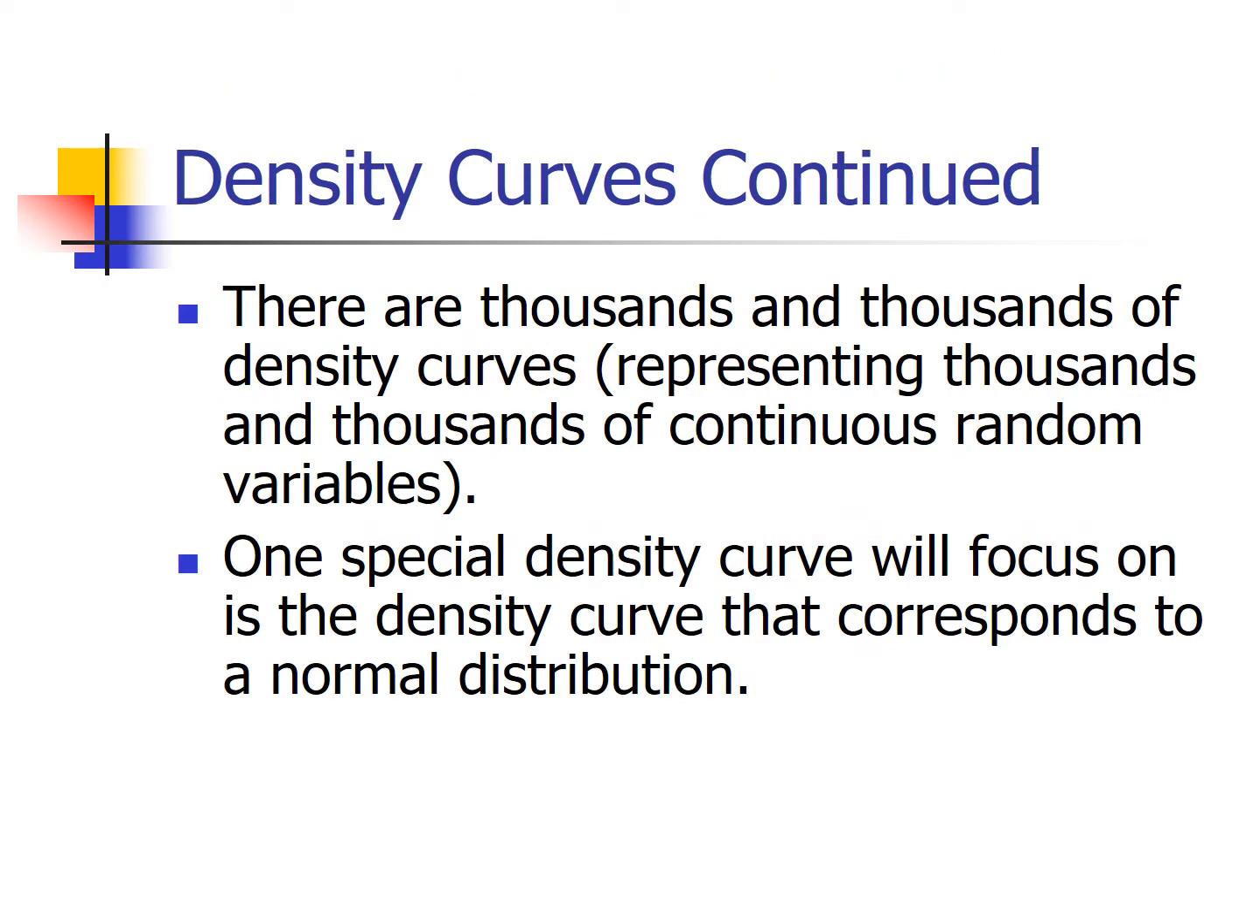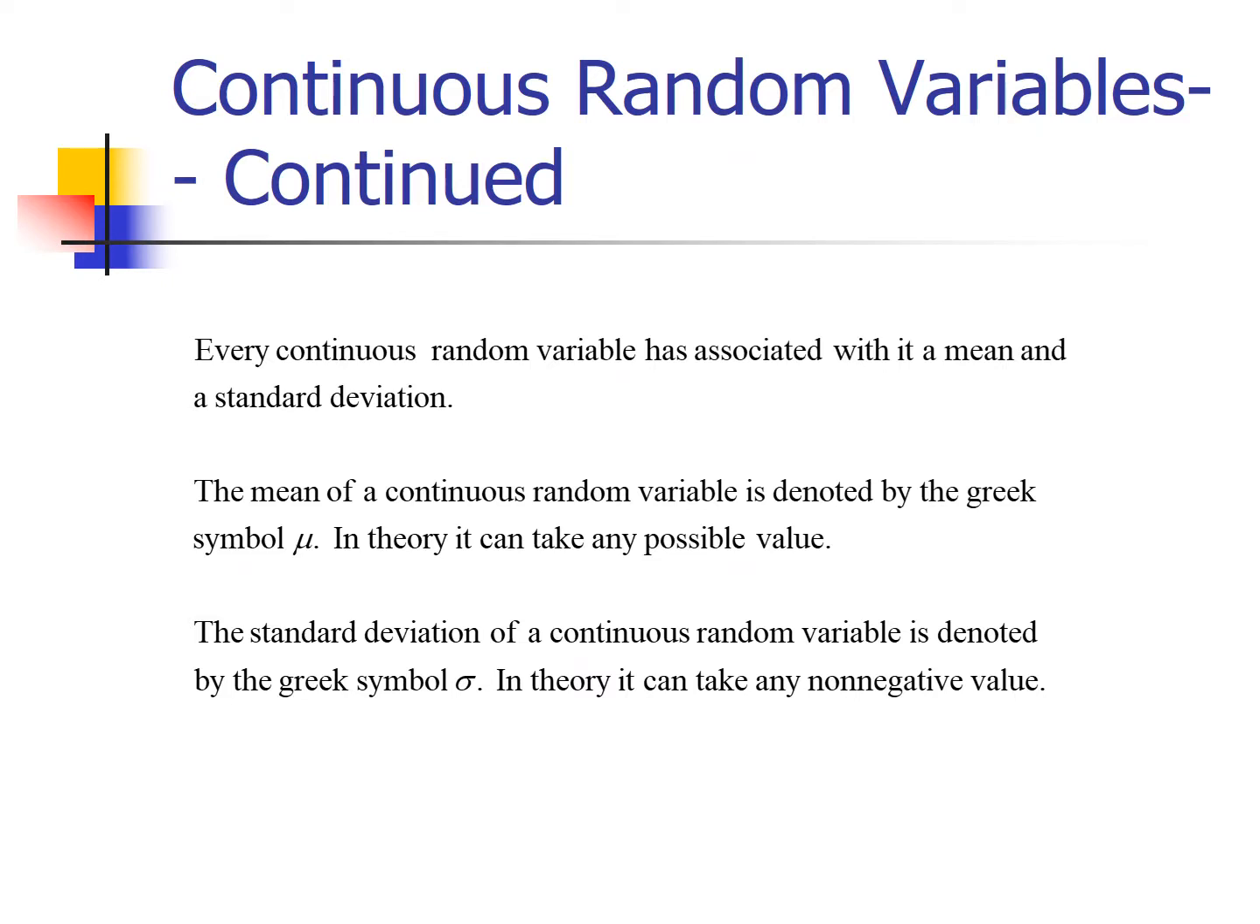Now, there are thousands and thousands of density curves, right? There are thousands and thousands of these smooth curves that I could draw, each of them representing continuous random variables. However, there's one special density curve of these thousands that we specifically are going to focus on, and that's the density curve that corresponds to a normal random variable, or a random variable that's said to follow a normal distribution. Now, just like before, remember, every continuous random variable has associated with it a mean and a standard deviation.